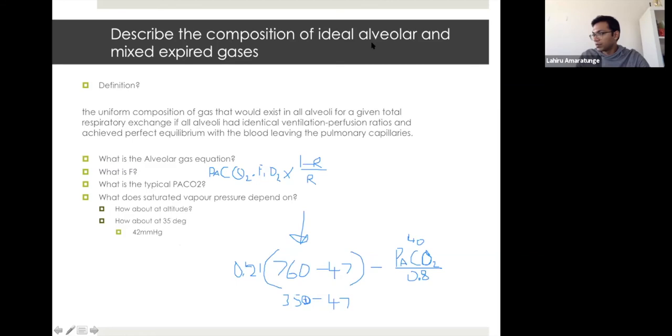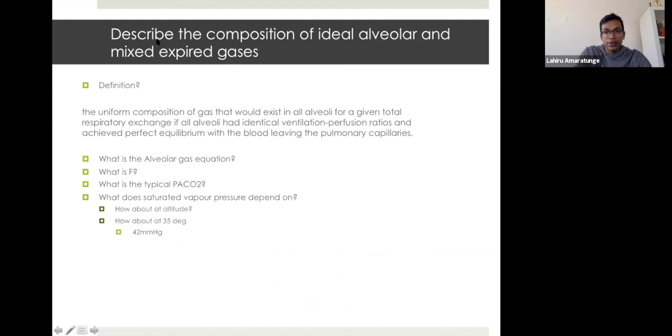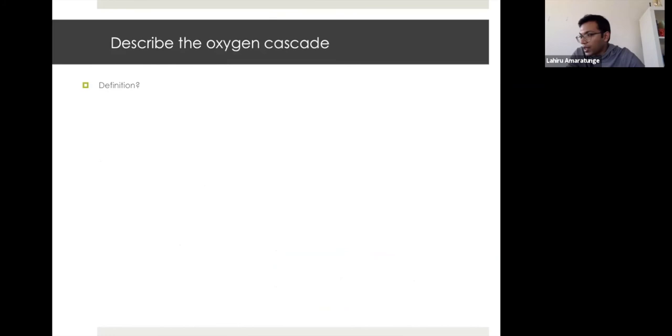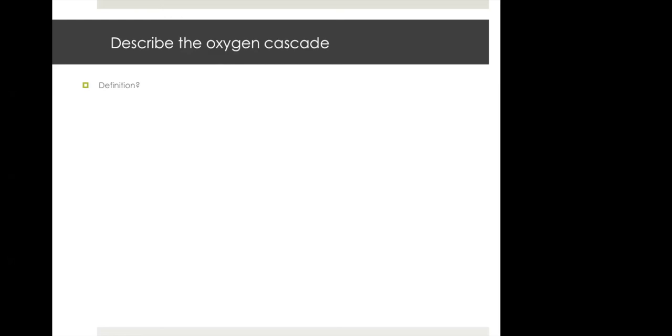Good. So the next thing we'll do is talk about the oxygen cascade. Kaz, while you're there, what's the definition of the oxygen cascade? I'm not sure of the exact definition, but it's the idea that as oxygen moves by mass transport down a partial pressure gradient from inspired air all the way down to the alveoli and then into the tissues, there are steps in which the PO2 decreases from the alveoli to the tissues. I guess that's what you call the oxygen cascade.